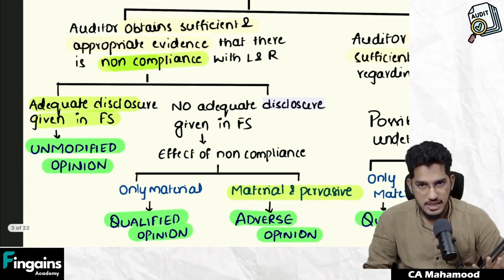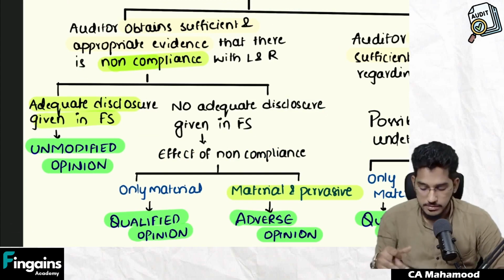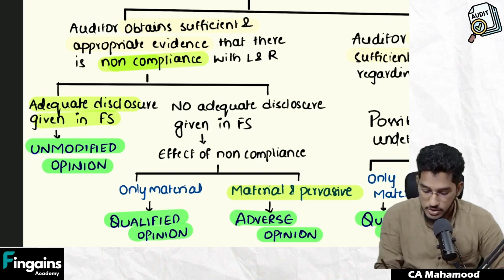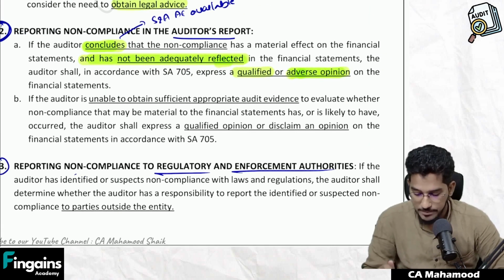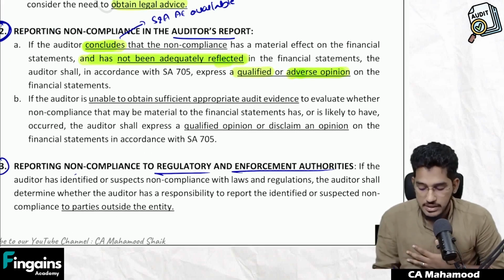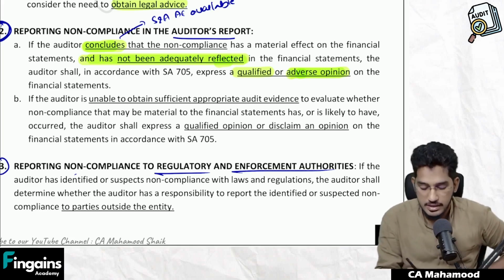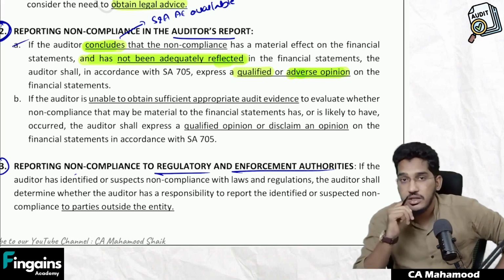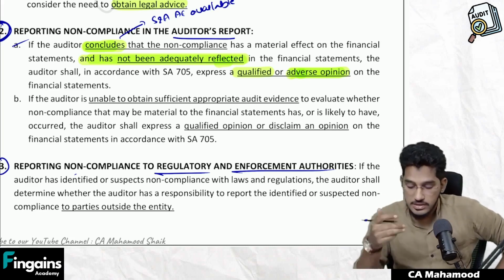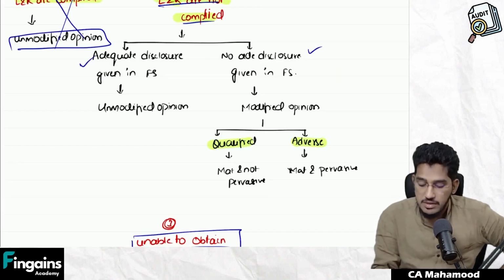So whatever is there in the paragraph, the same information I have explained here as a chart. I try to summarize it in the form of a chart. So that's what even they say here. If you read carefully, if the auditor concludes, he has evidence that there is a non-compliance and it has not been adequately reflected. See, here it is implied. Now some people after reading this sentence will come and ask me, sir, where is it mentioned that if there is adequate disclosure, you need not give a modified opinion? Sir, you are saying in the chart, if there is adequate disclosure, you can give an unmodified opinion. Where was it mentioned?